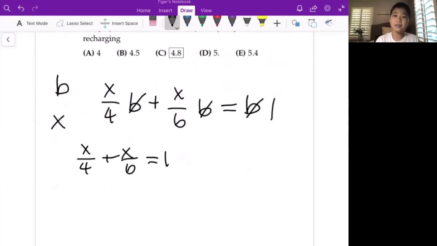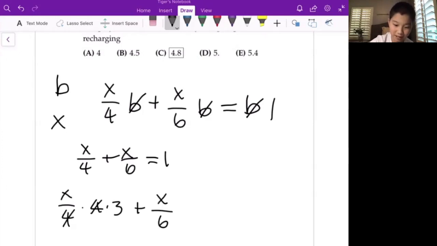To get rid of the fractions, we can multiply by the least common multiple of 4 and 6, which is 12. So multiplying by 12 on both sides, we get X over 4 times 12. So that's X over 4 times 12, which is 4 times 3. So these two 4s cancel. One is in the numerator, one is in the denominator. And then plus X over 6 times, well, this time we can write 12 as 6 times 2. And that's equal to, don't forget to multiply the other side by 12, 12.